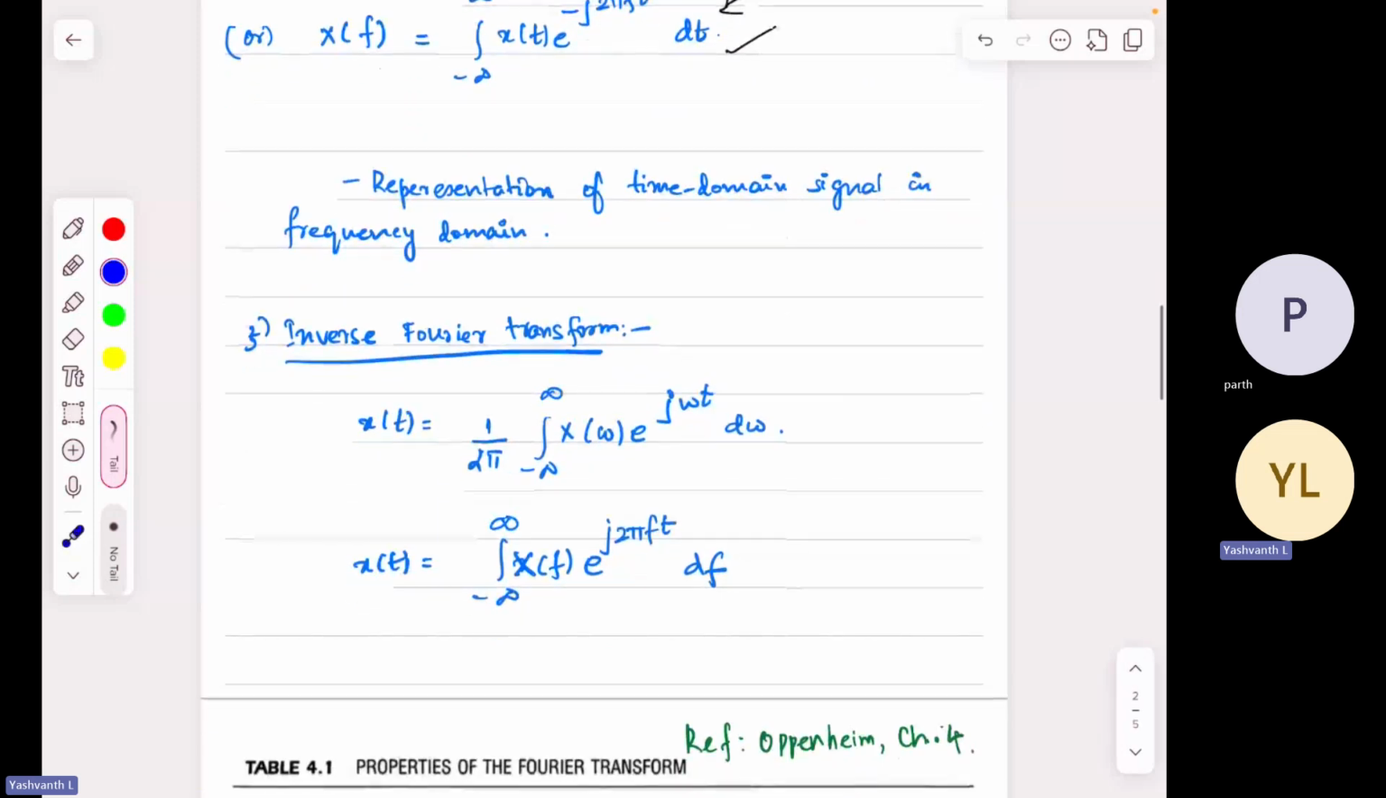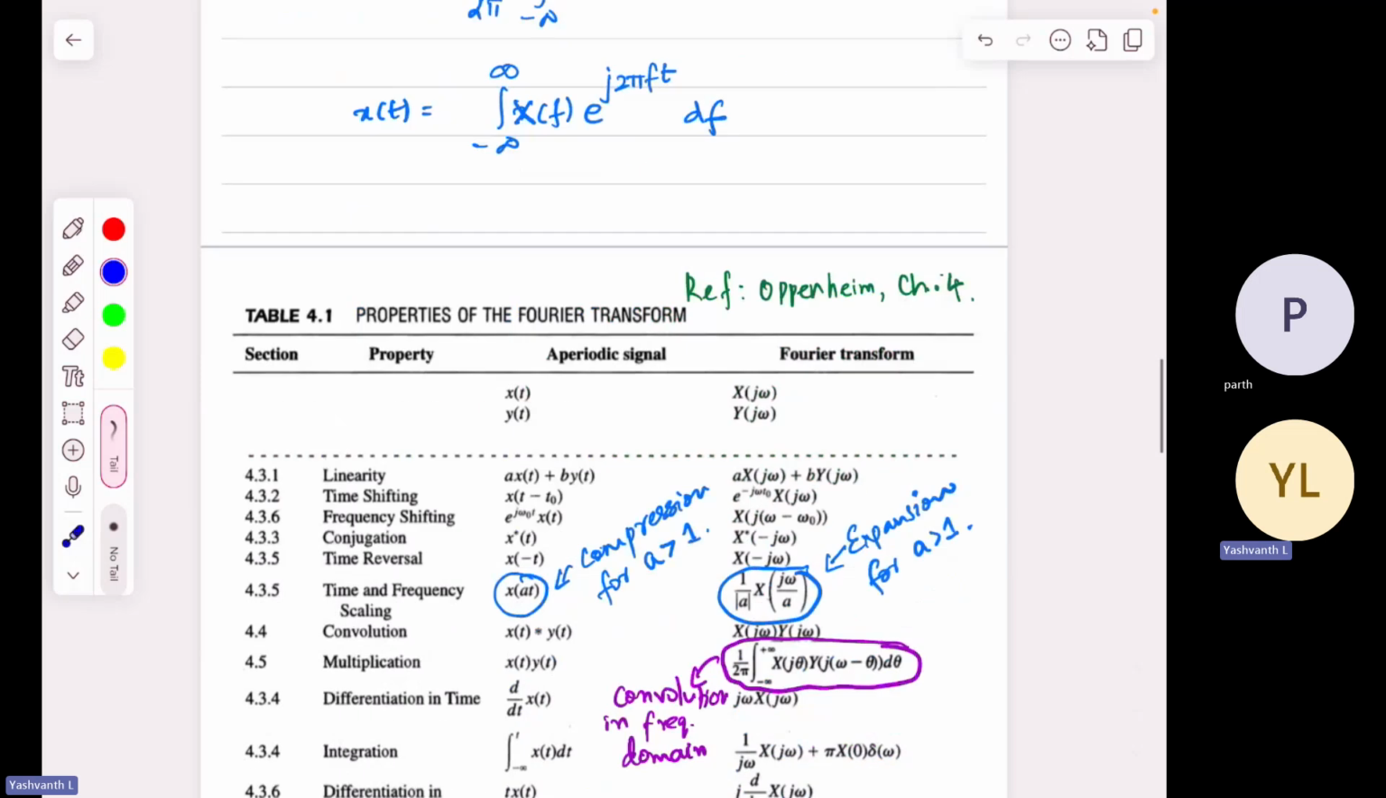Similarly, one can define the inverse Fourier transform, that is, given X of omega, how will you recover back your time domain signal x of t? If you have X of omega in hand, then x of t is given by 1 by 2 pi integral from minus infinity to plus infinity of X of omega e power j omega t d omega. Or if we have X of f with us, then x of t equals integral from minus infinity to plus infinity of X of f e power j 2 pi f t df. Okay, so this is the way you take the inverse Fourier transform.